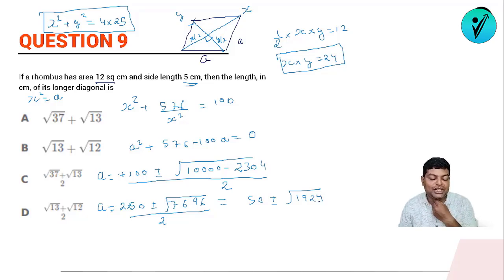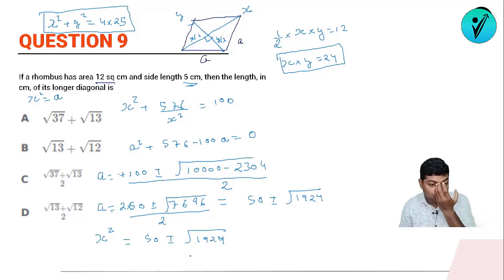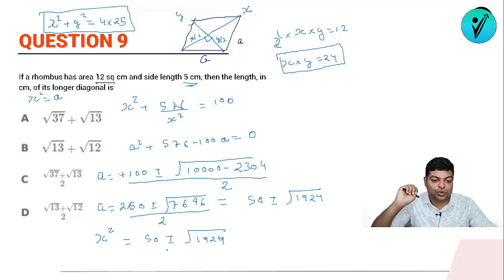Now you will ask, sir, how do we solve this? So actually this is A. A is actually x square equals 50 plus minus root under 1924. Now since we have to take the length of the longer diagonal, one of the diagonals will be 50 plus root under 1924 and another one will be 50 minus root under 1924.